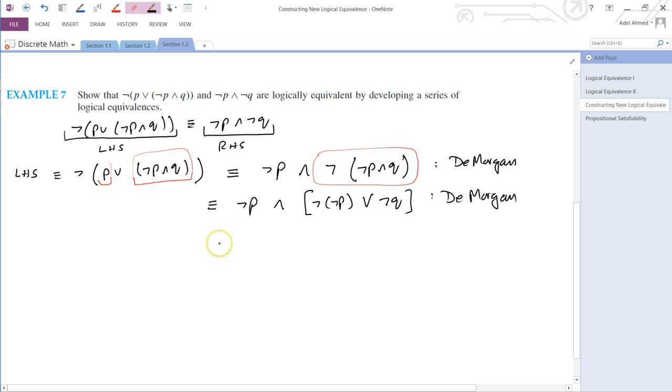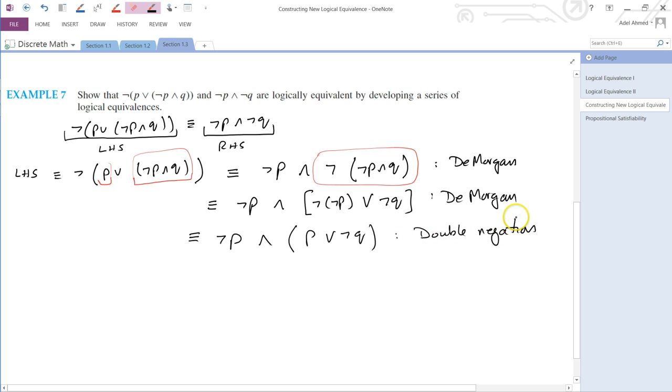Right. So now I can safely say that this is equal to not P, and now the not not P is basically a double negation, right? So this ends up with P or not Q. So which formula did we use over here? We used the double negation formula.